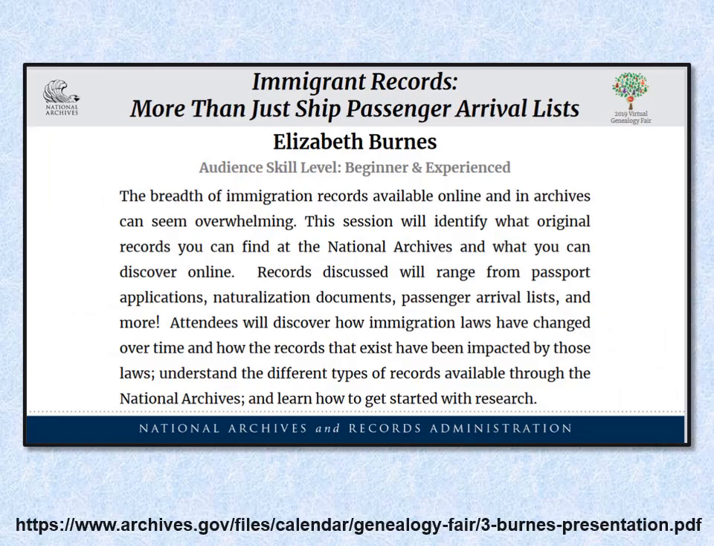If you want to know a little bit more about this whole area, about immigrant records, there's quite a bit of material there. Elizabeth Burns of the National Archives and Records Administration has an excellent online workshop presentation on this, and keep that in mind.